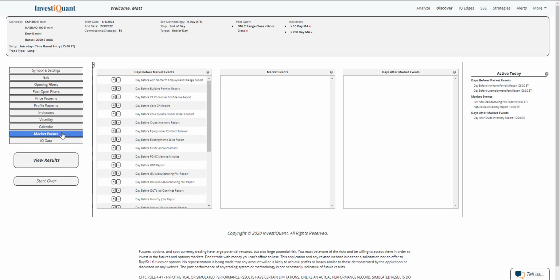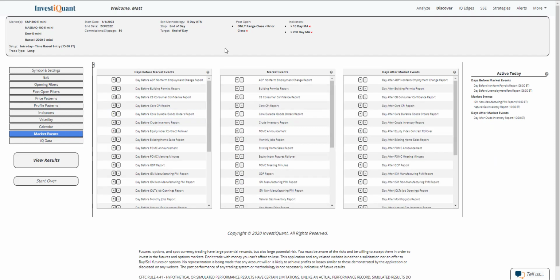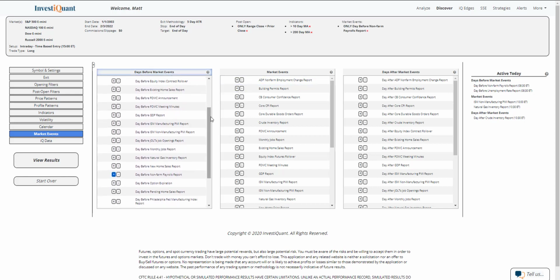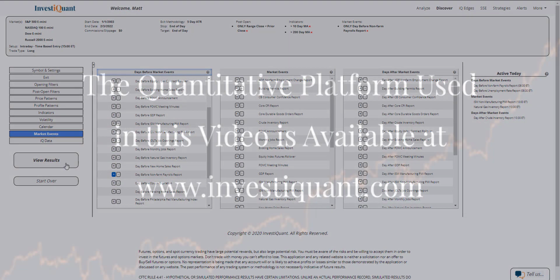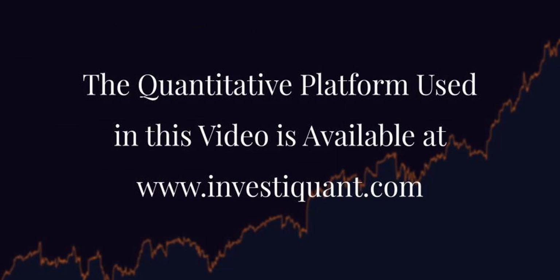And lastly, market events. Today is the day before the non-farm payrolls report. That comes from our day before market events. I can either scroll down and grab it, or I can just grab it from the active today top option right there. And if I scroll here, you'll see we've got a long list of things available to test. It is right there. It has been added. Now I can click view results.